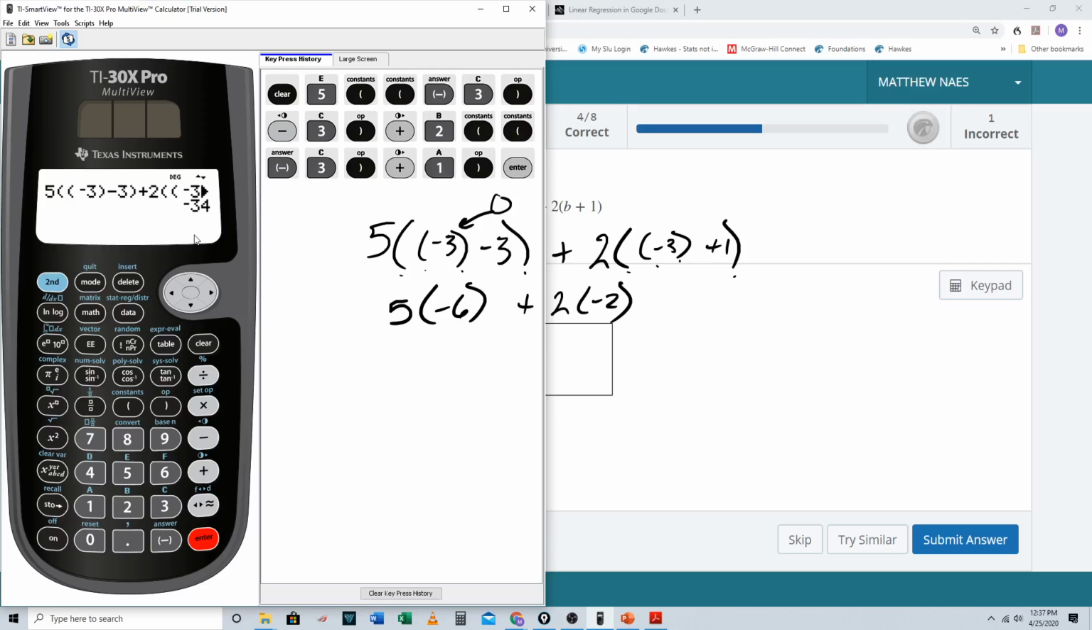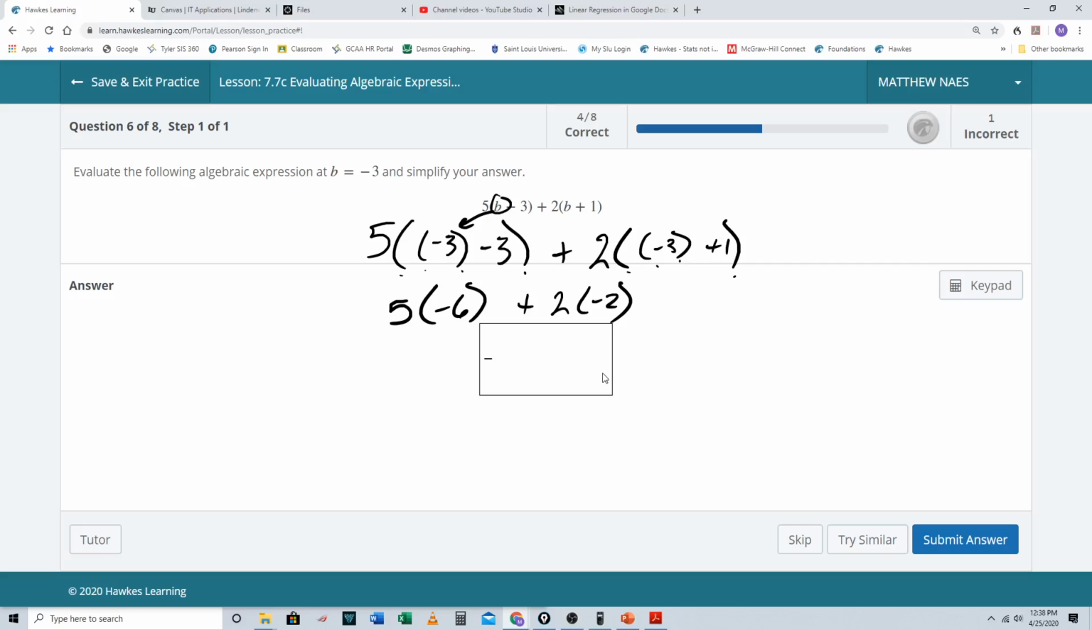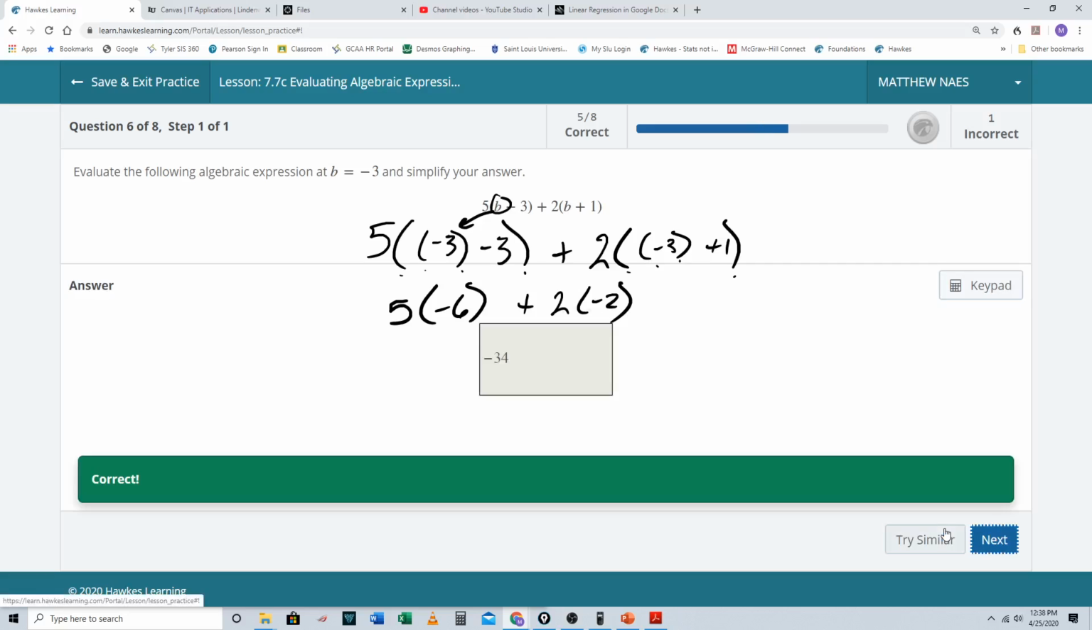All right, so -34. Now, if I type in the second part, you want to simplify first because it's less typing. Plus 2, parentheses, -2. Same answer. So -34 is my answer. So it's really up to you if you want to simplify it first or if you don't. Okay, there you go. All right, next.